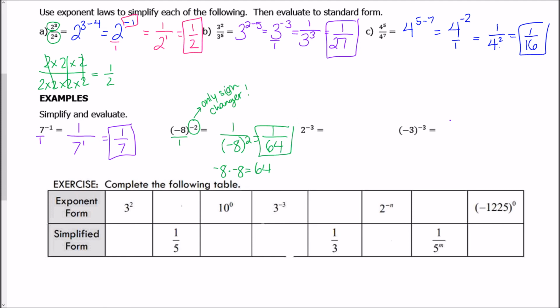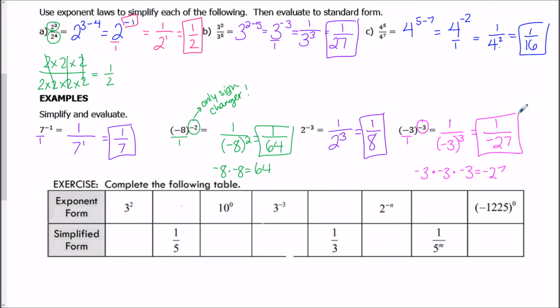Okay? For the next one, I've got 2 to the power of negative 3. So here I've got 1 over 2 to the power of positive 3. And 2 to the power of positive 3 is 2 times 2 times 2, which is 8. So I get 1 over 8. Okay, and then the last one that we have here, remember the base stays the same, so it's still negative 3, and then this negative 3 is the only thing that changes to a positive. And to figure out that answer, I do negative 3 times negative 3 times negative 3, which is negative 27. So my answer here is 1 over negative 27.